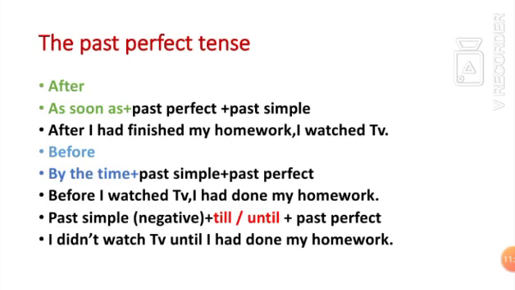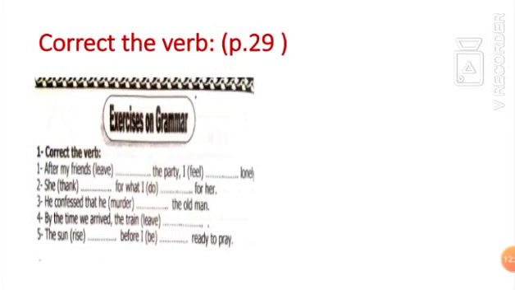Also we have before and by the time, which are followed by past simple and then past perfect. We can also say, before I watched TV, I had done my homework. We also have till and until, which are preceded by past simple negative and followed by past perfect. For example, I didn't watch TV. Pay attention, past simple negative. I didn't watch TV until I had done my homework. So doing my homework is the first action.